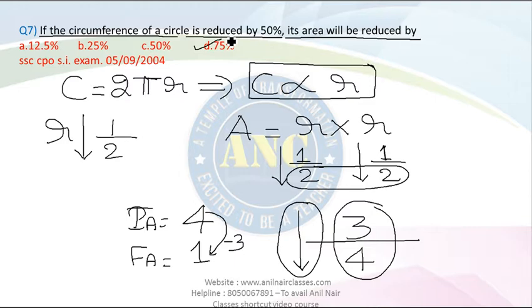Let us say old radius as capital R, new radius as small r, something like that. Old area is pi into capital R square. New area is pi into small r square. And you will find the value of capital R and small r. Substitute and waste your time. And then finally arrive at the answer. Are you interested in that method?